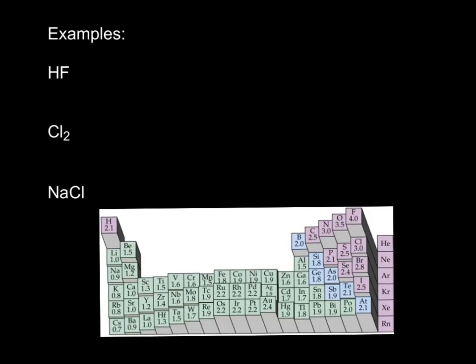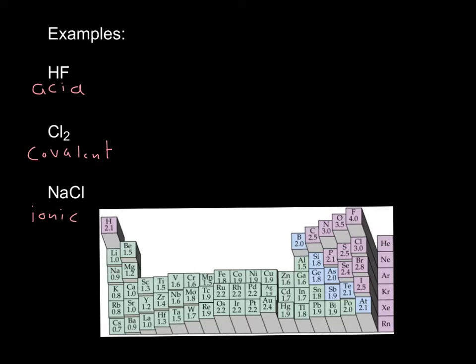Okay, let's take a look at 3 examples. If we first just try to classify these compounds the way we already know how to do this, HF is going to be an acid because of the hydrogen. Cl2 is going to be covalent because it's a bond of non-metals. NaCl is going to be ionic because sodium is a group 1 metal. Let's see if using the difference in their electronegativities confirms what we already know.